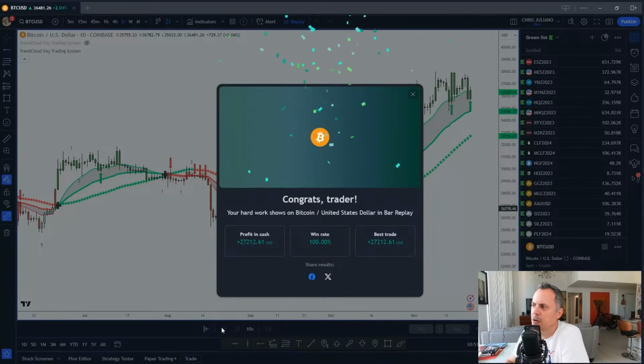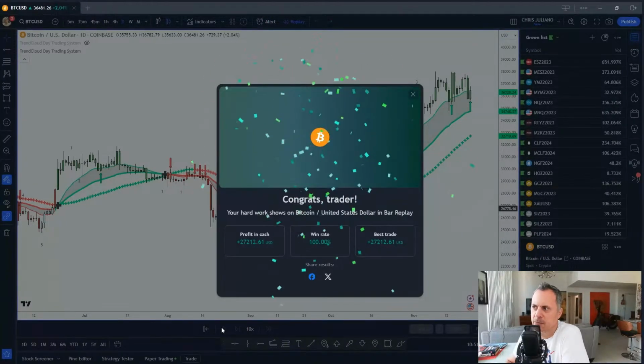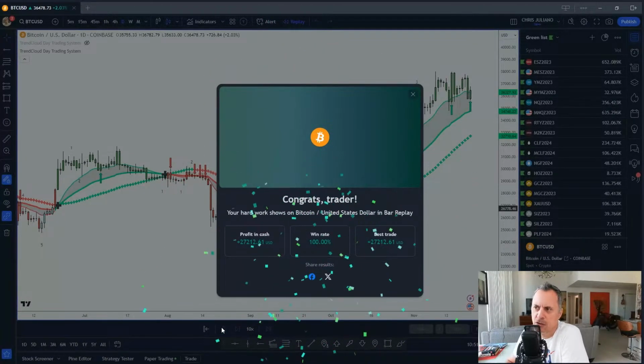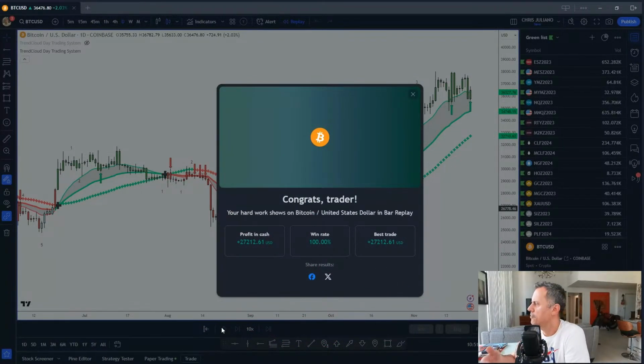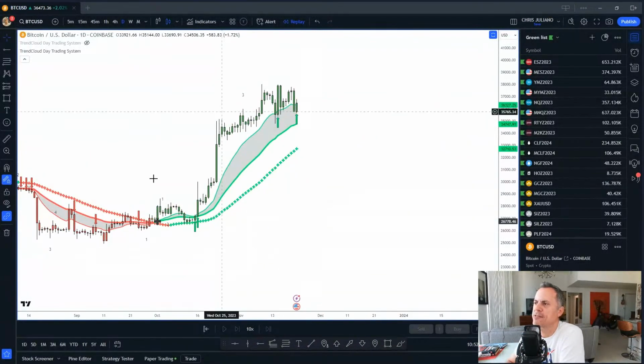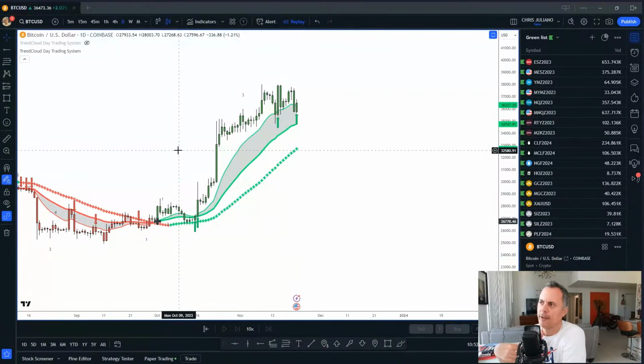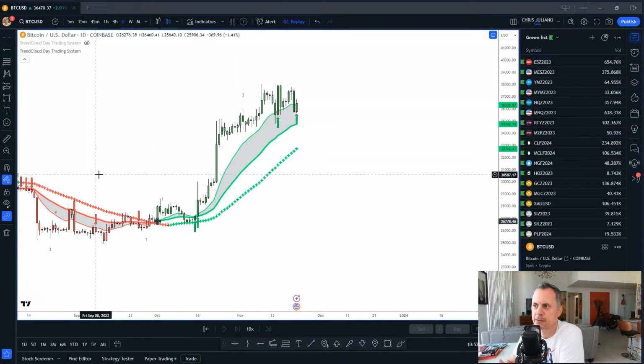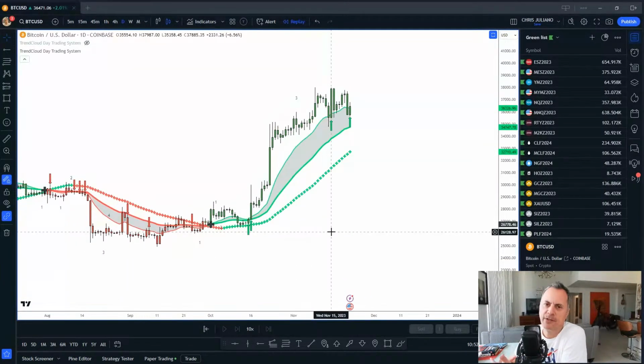All right. Remember, companies that you want to invest in, you don't short. You only buy. And you're holding this stuff longer term. So that's how you would use TrendCloud to start to purchase and accumulate stocks and crypto that you believe in. You don't want to short something that you believe in.